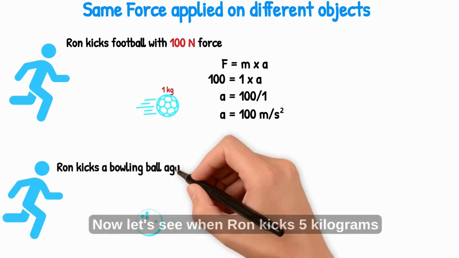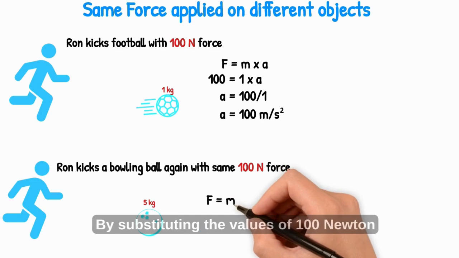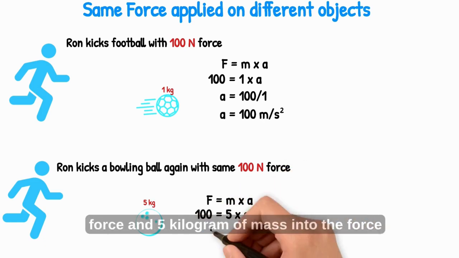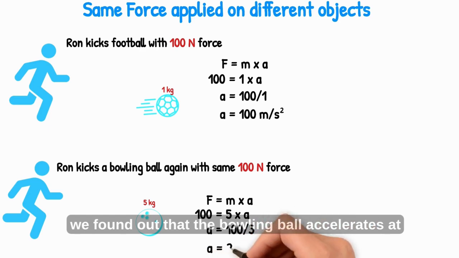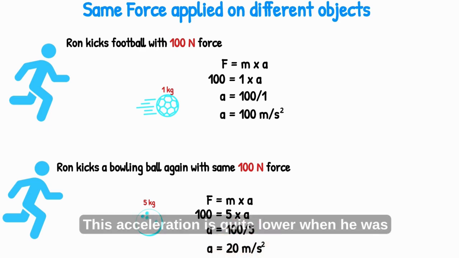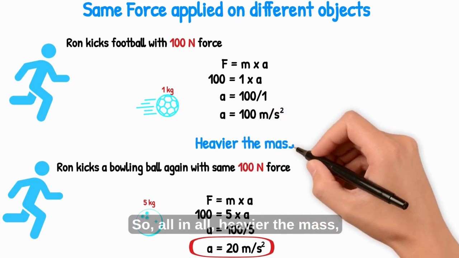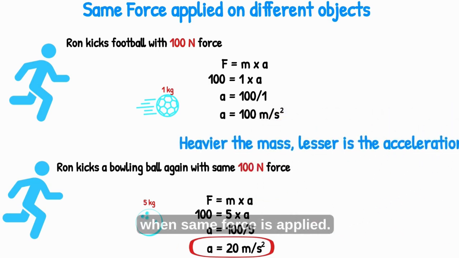Now let's see when Ron kicks a 5 kilogram bowling ball with the same 100 Newton force. By substituting the values of 100 Newton force and 5 kilogram of mass into the force equation again, we found out that the bowling ball accelerates at 20 meters per second square. This acceleration is quite lower than when he was hitting the football. So, all in all, the heavier the mass, the lesser is the acceleration when the same force is applied.